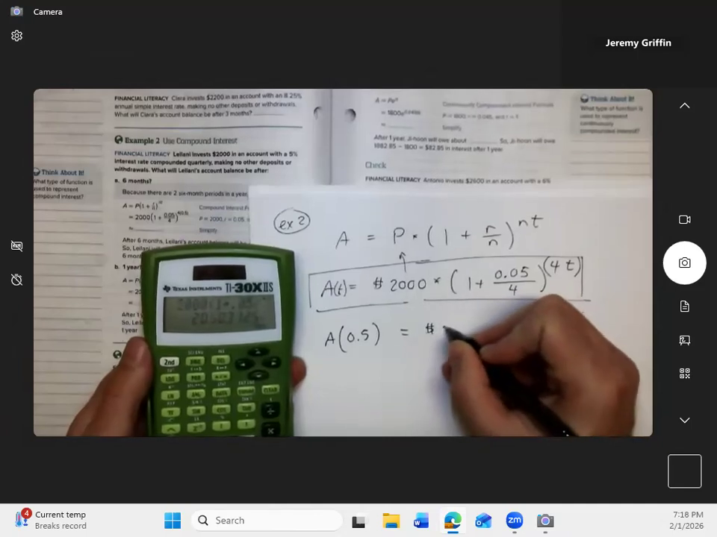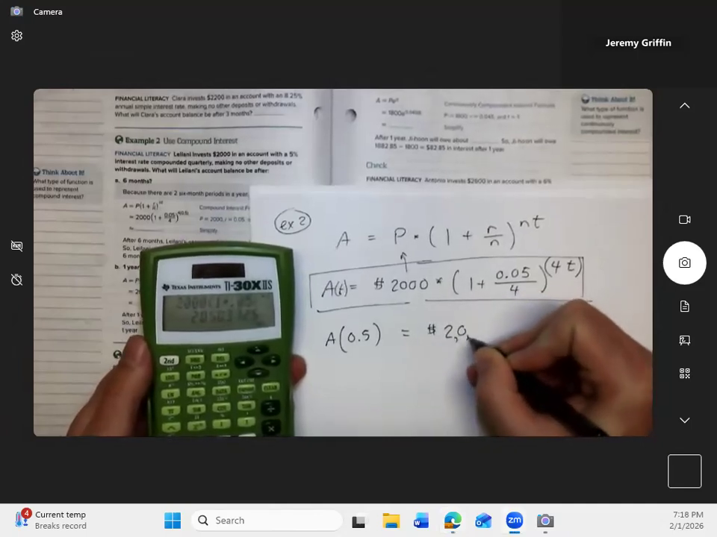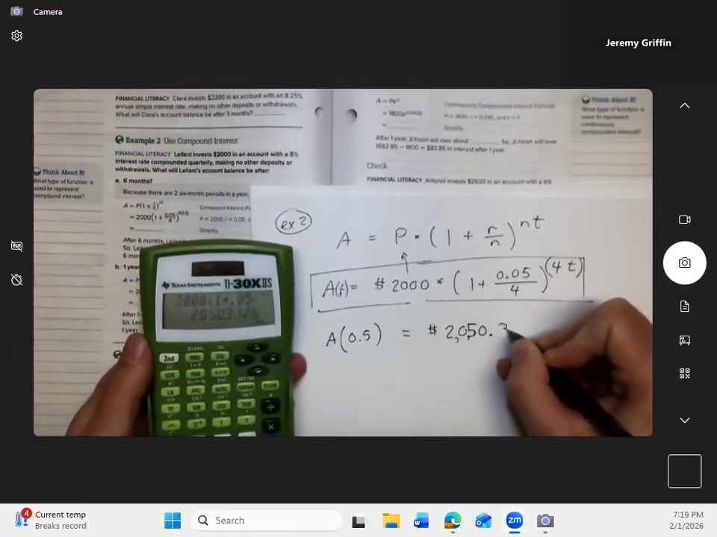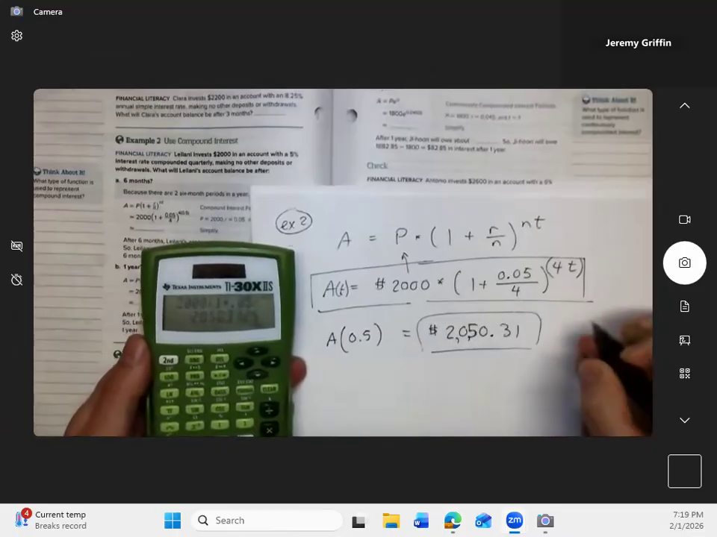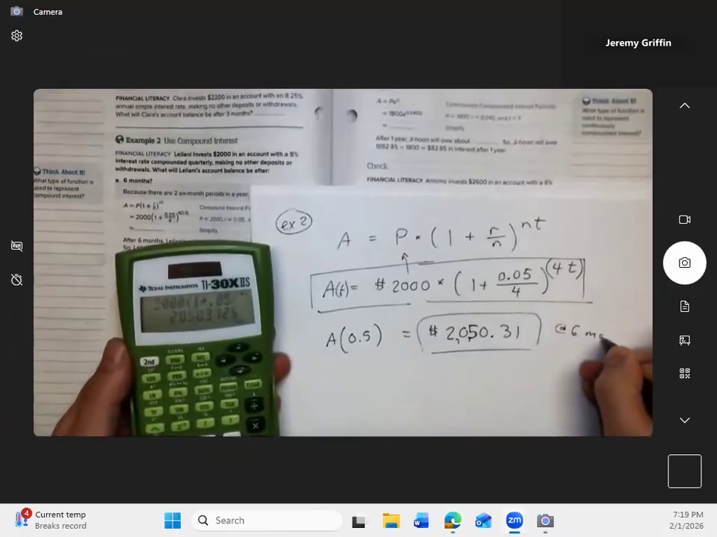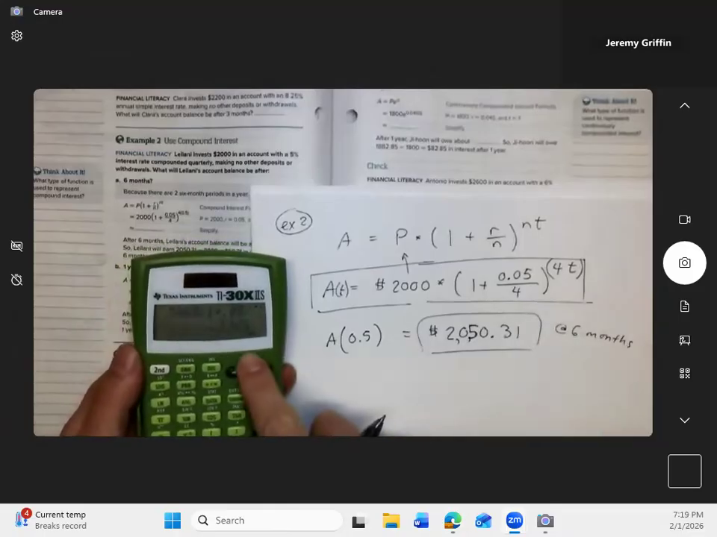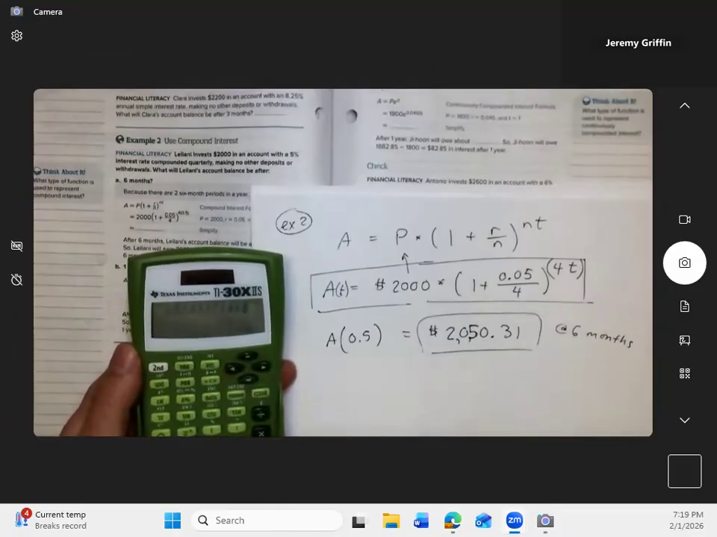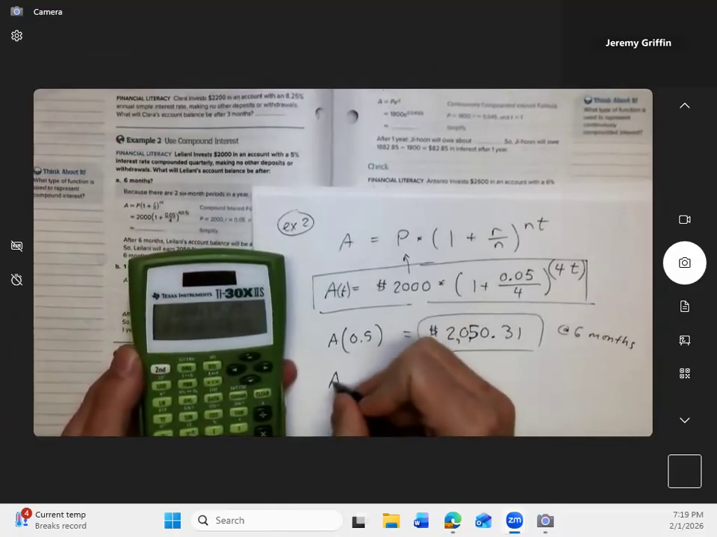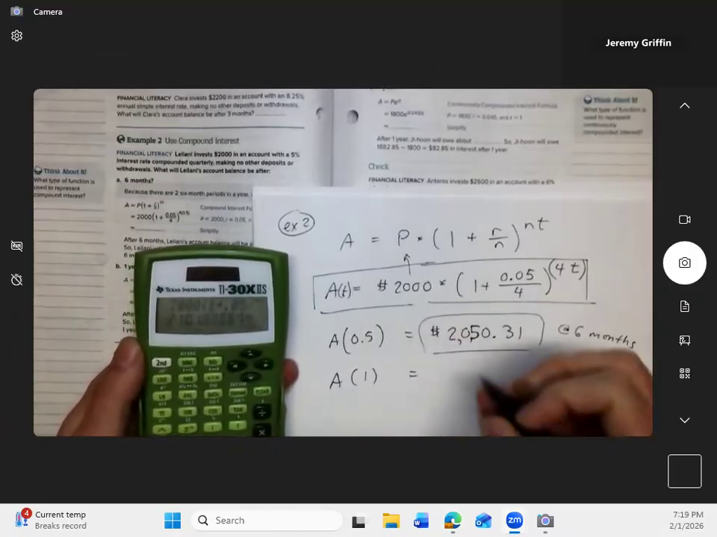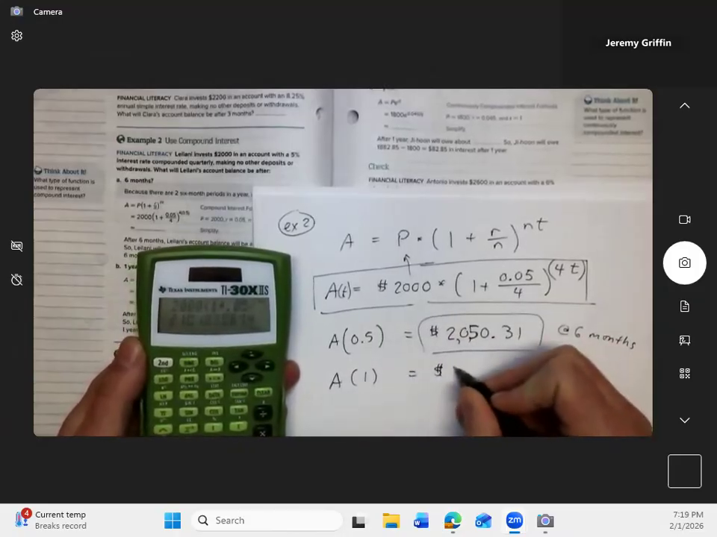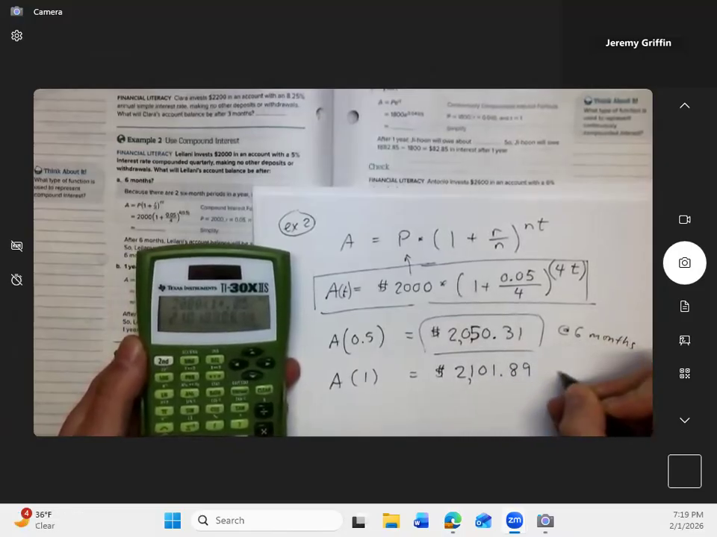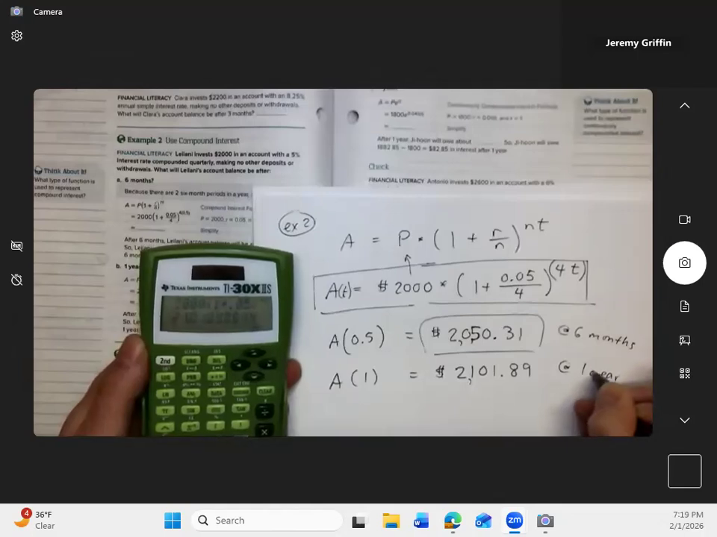Looking at $2,050 and 31 cents. There you go. That's at 6 months. If I go back to where the t was and, instead of half a year, do 1 year, the amount after 1 year, as a function, is $2,101.89. So this is at 1 year.